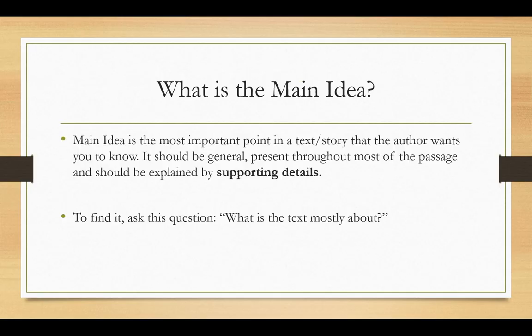All right, okay. So first of all, we need to know what the main idea is. Basically, the main idea is the most important point in a text or story that the author wants you to know. It should be general, present throughout most of the passage, and should be explained by supporting details. To find it, ask this question: what is a text mostly about? So, a general description of a story and its most important concepts, basically.